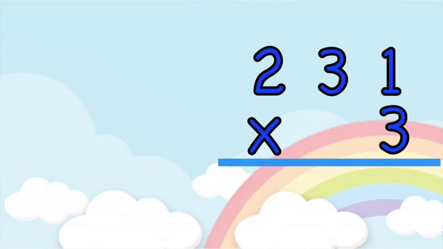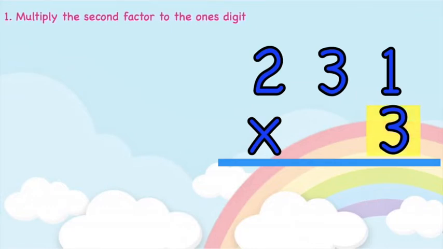How about if we have 231 times 3? Again, children, multiply the second factor to the ones digit. 3 times 1, that is equal to what? Very good, that's 3. Any number that you multiply to 1, the product is the number itself. That is according to identity property of multiplication.